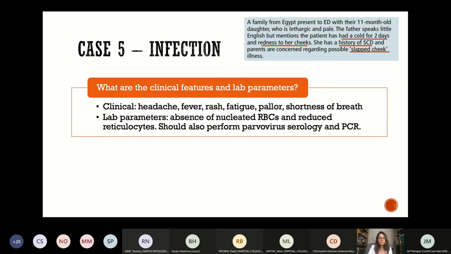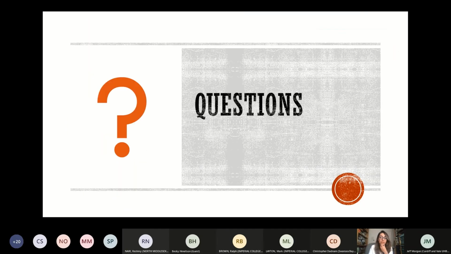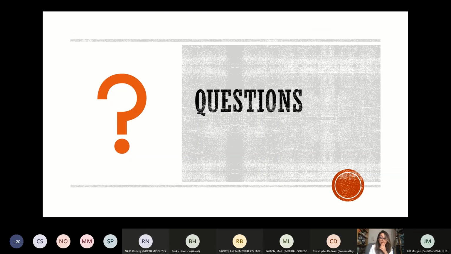So this was just a really quick small case looking at infection and what to do when you come across a parvovirus sort of picture and what sort of things you need to look out for on lab parameters. Any questions for this case? Really quick one.